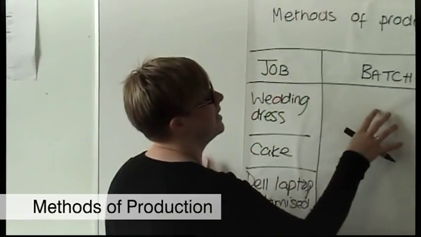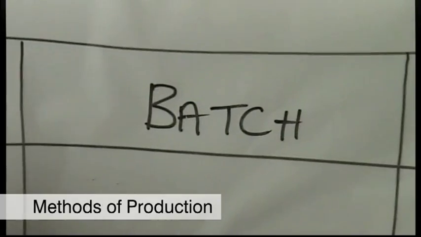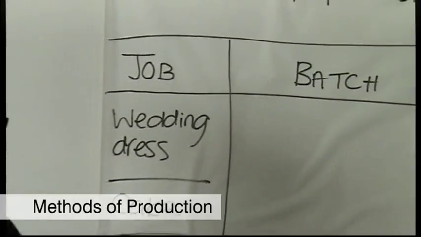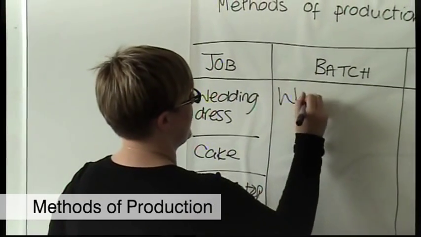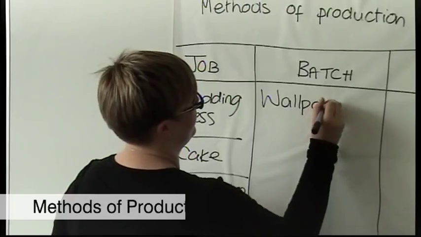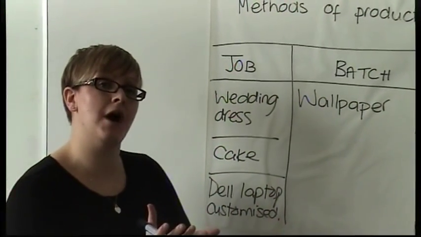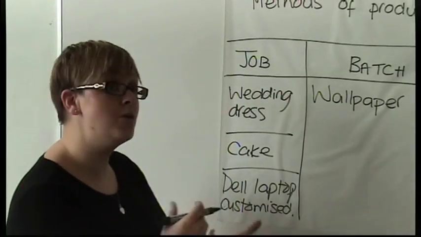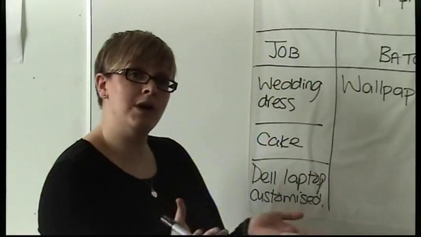The second one is batch production. And batch production is where they make exactly the same, but loads of them. Okay, exactly the same, but loads of them. Now, an example, a brilliant example, is wallpaper. Okay, so they make a whole load of wallpaper in one go, and it's all exactly the same. Okay, they don't continuously keep making that forever, but it's a load all in one go.